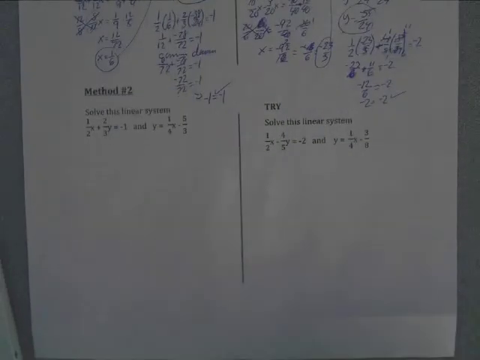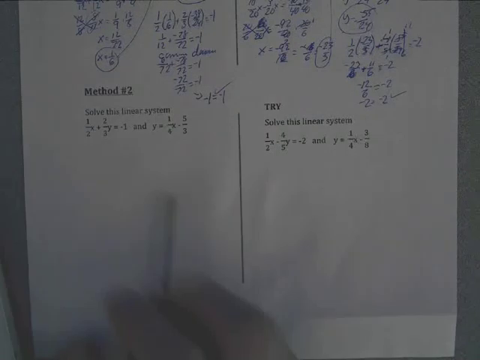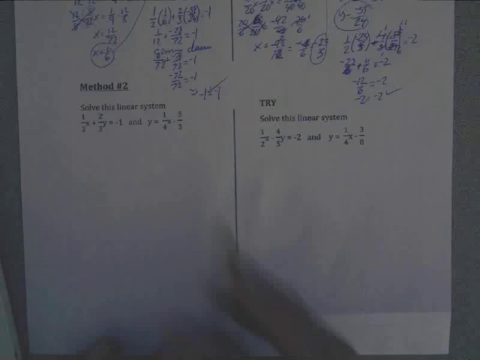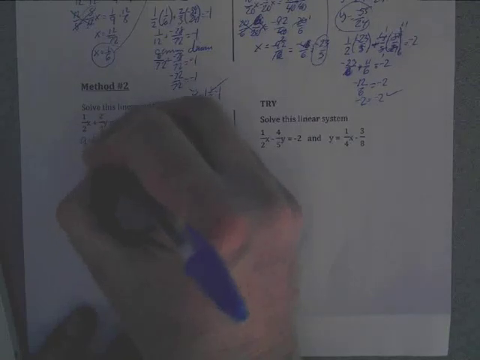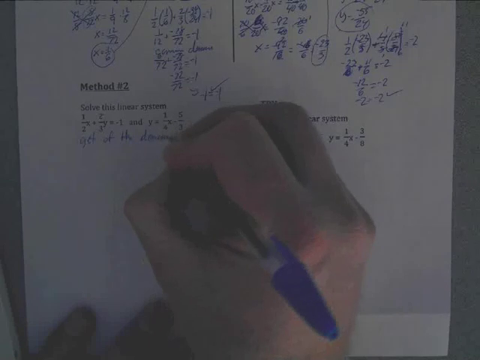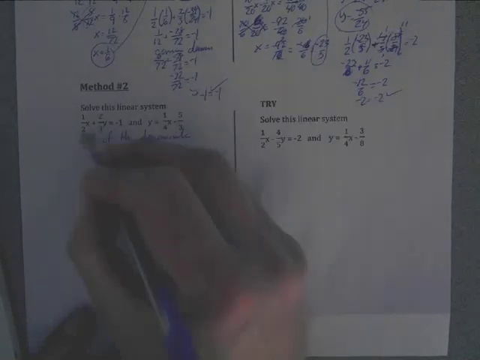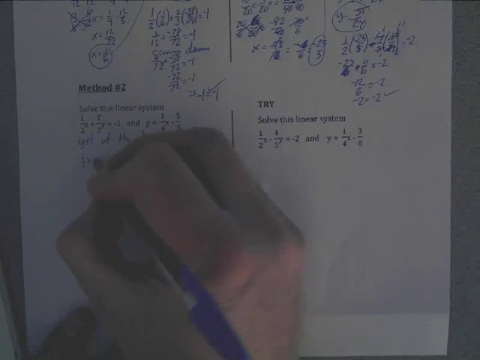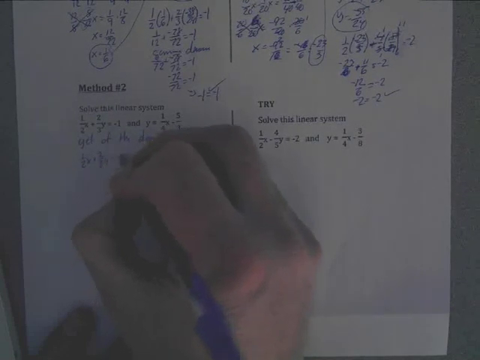Next one's a little different, so pay close attention. This time I'm going to get rid of the fractions. I don't want them in there. So I'm going to get rid of the denominators right off the bat. The common denominator here is 6. So I'll multiply 1 half x plus 2 over 3y is equal to negative 1 by 6. Everything's going to be multiplied by 6.